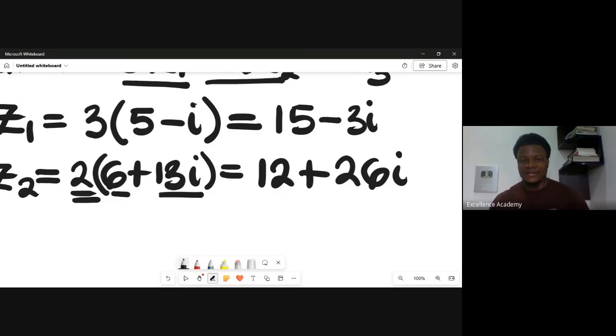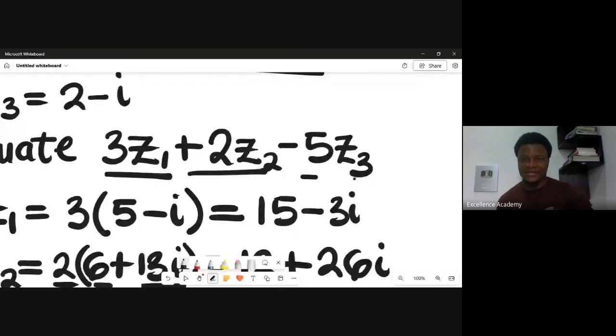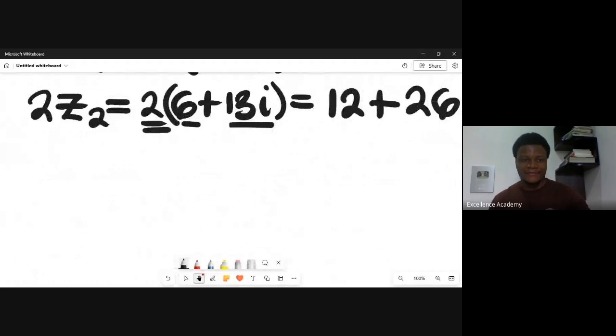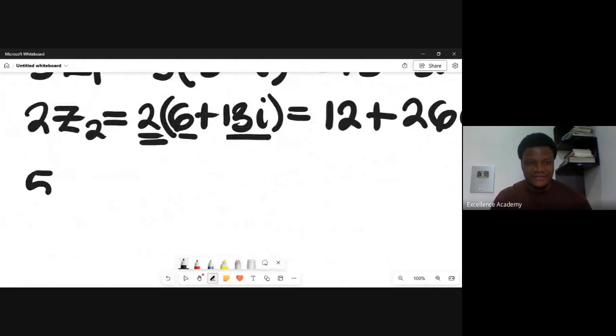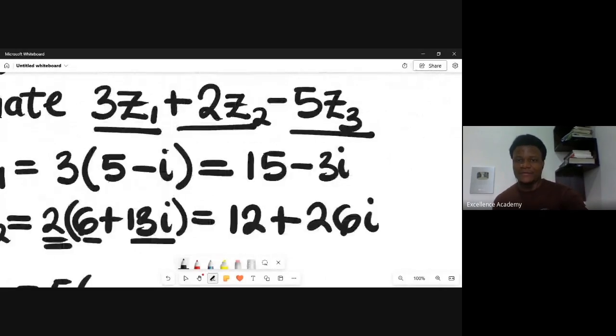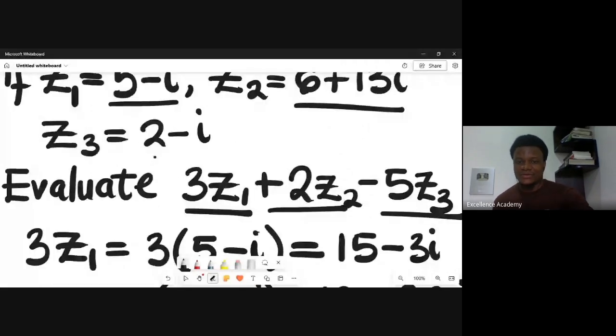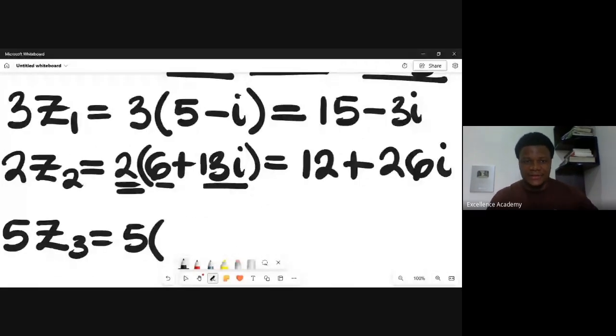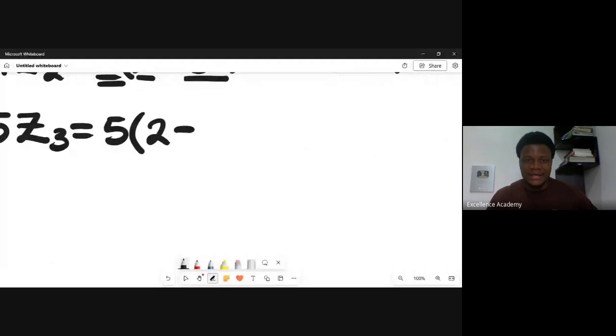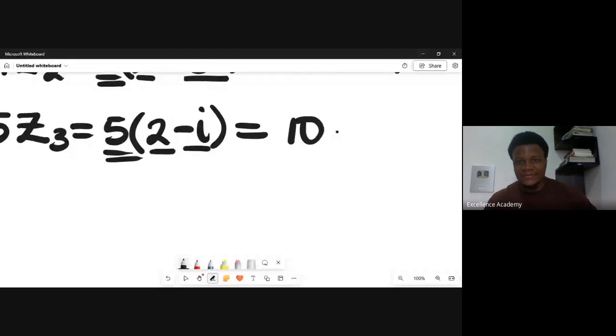Next thing I have there is minus 5z3. Let's just take 5z3. We'll add the negative later. 5z3 is equal to 5 into, what's the value of z3? From what we have here, z3 is 2 minus i. Let's bring this here. z3 is simply 2 minus i. And that's equal to 5 times 2, that's 10. Then 5 times minus i is minus 5i. So I have 10 minus 5i.